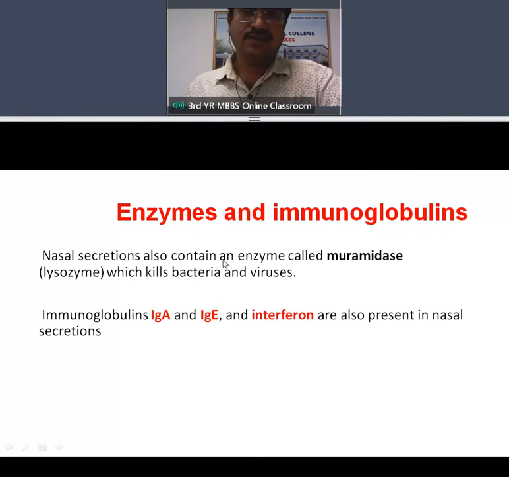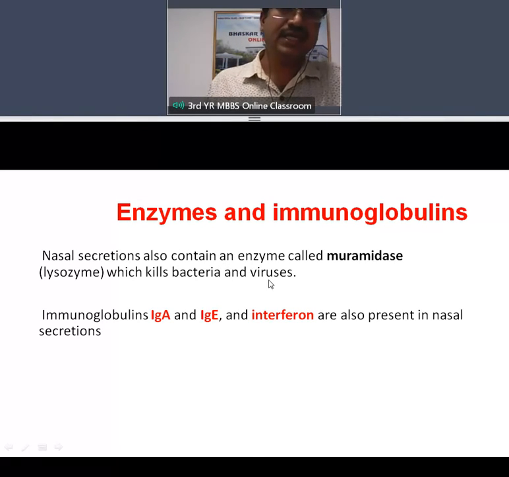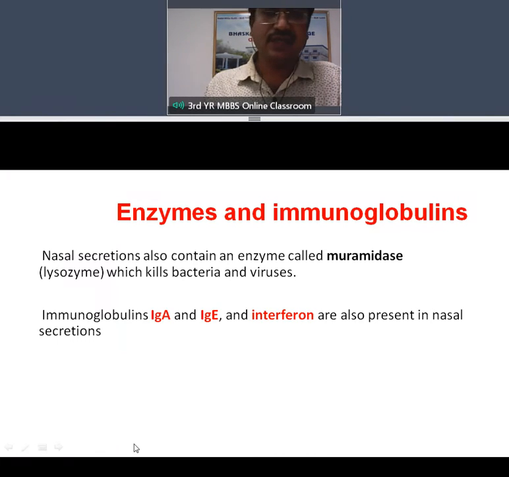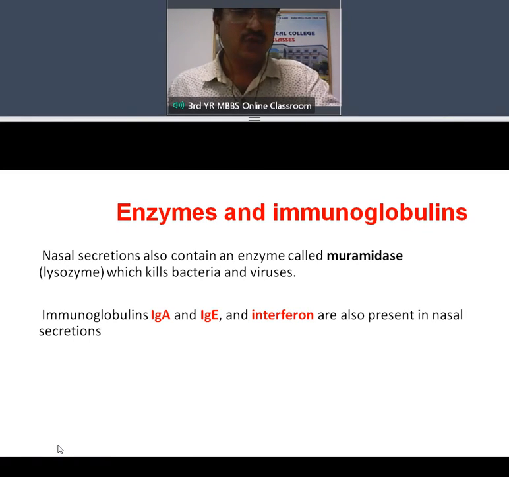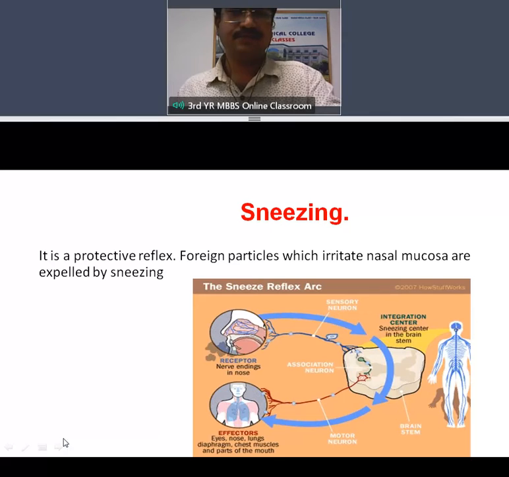So one more protection of the lower airway is by the enzymes and immunoglobulins which are present in the nasal secretions. Those are the neuraminidase enzyme or lysozyme, and immunoglobulins like IgA and IgE, and interferons. So these enzymes and interferons will protect the lower airway by killing the bacteria and viruses. So that is the protection of the lower airway by the mucociliary mechanism and also by the enzymes and immunoglobulins. So the third function is sneezing.